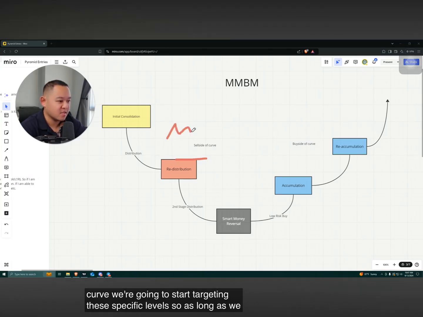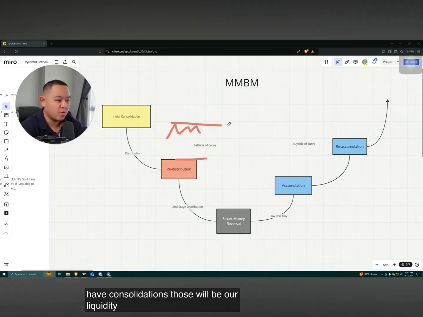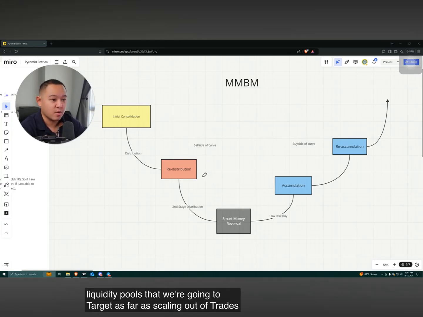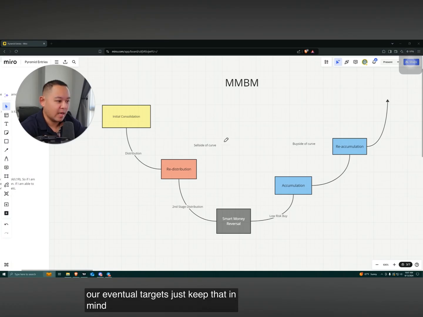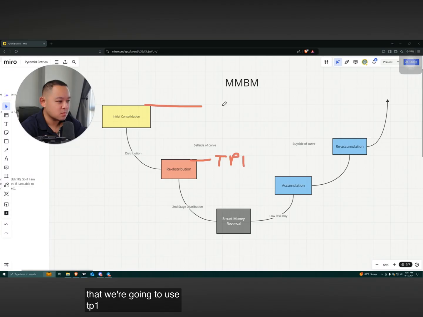So as long as we have consolidations, those will be our liquidity pools that we're going to target as far as scaling out of trades as well. But when we're scaling into trades, all right, so these will be our eventual targets. Just keep that in mind. On the sell side of the curve, these will be our eventual targets that we're going to use TP1 and then TP2 up here.